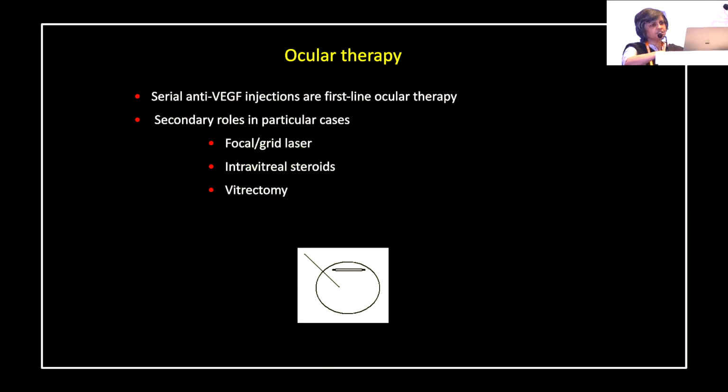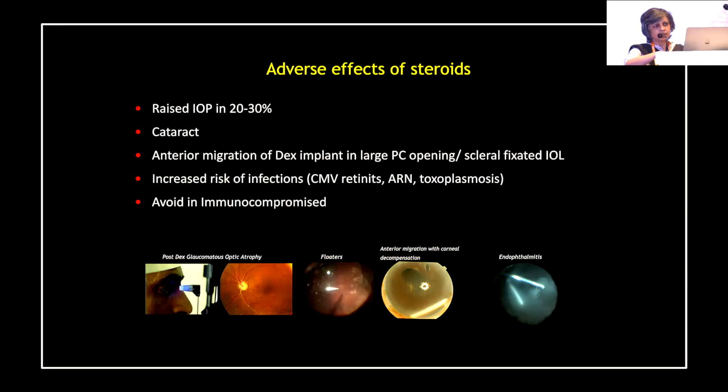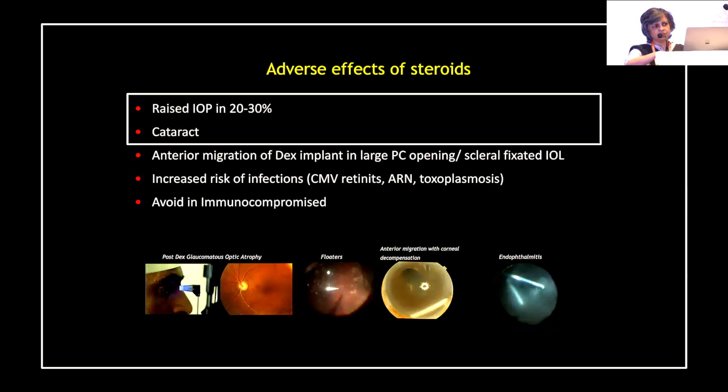So anti-VEGF injections are the first line of treatment and have good response. These are the various anti-VEGF injections and steroids. Steroids are second line because of their major side effects.